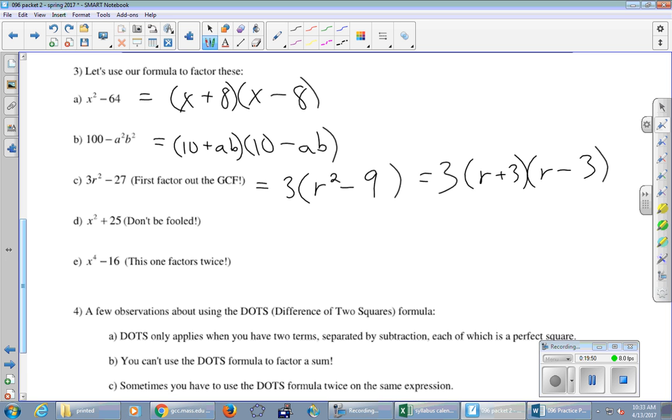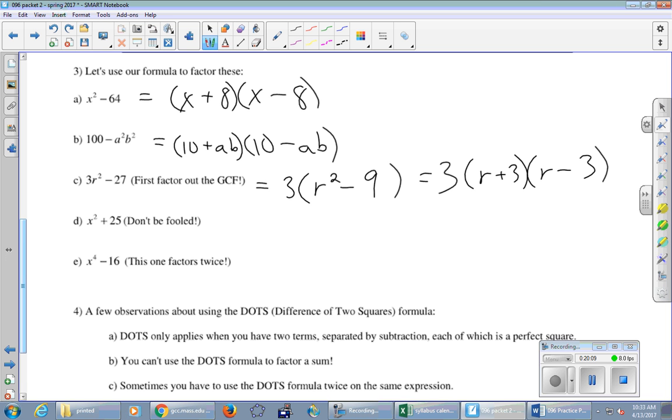Okay, part D. X squared plus 25. I see that 25. Immediately I'm starting to smell, oh, this is that perfect squares thing again, right? 25 is a perfect square. Is it two terms? Yeah. Are they all perfect squares? Yeah. Is it a difference? No. That's the end of the game.